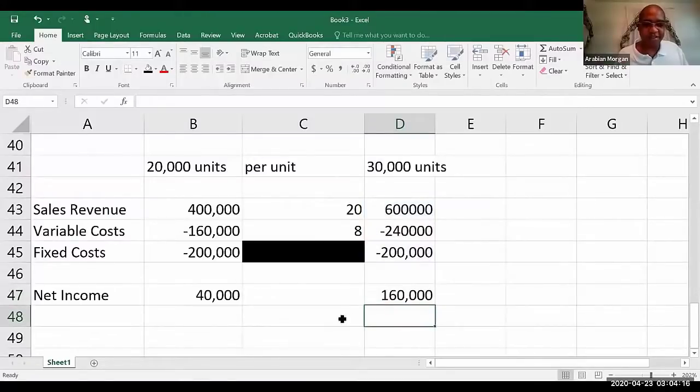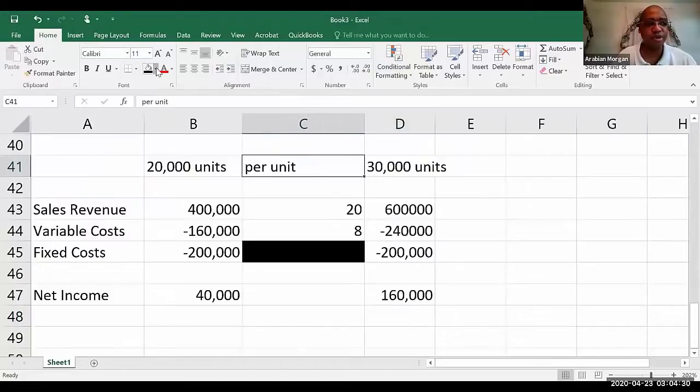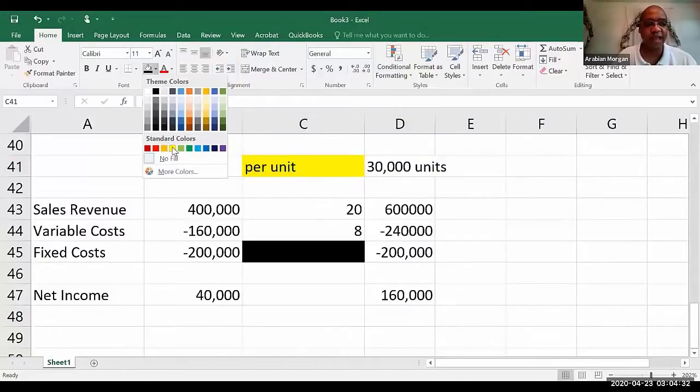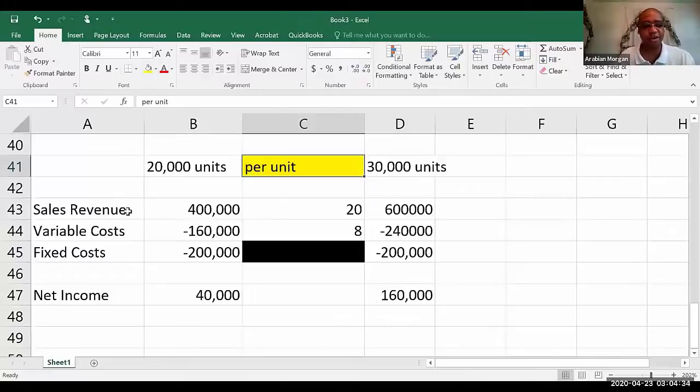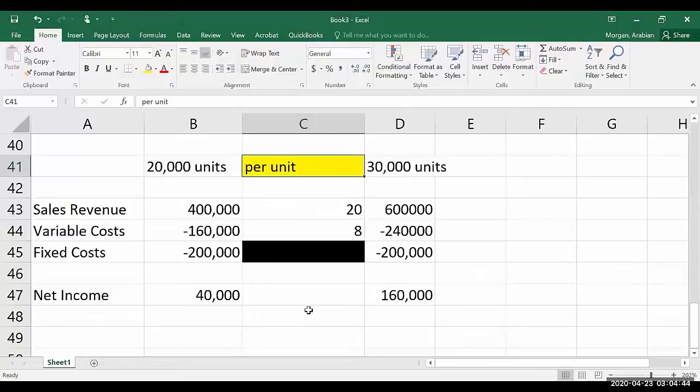Yep, 160,000. Okay, so that's just an example of how we could convert this to a different unit amount. But you always need to make sure you pick up the per unit aspect of sales revenue and variable costs. That's very important. The fixed costs per unit really don't matter, so you don't want to do that. All right. Any questions on that?